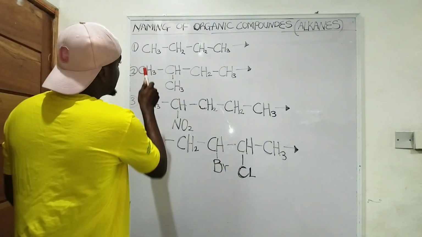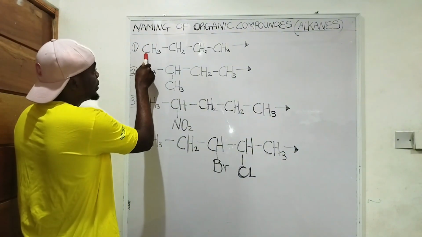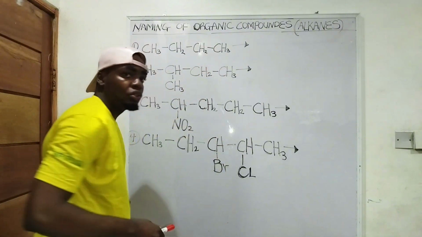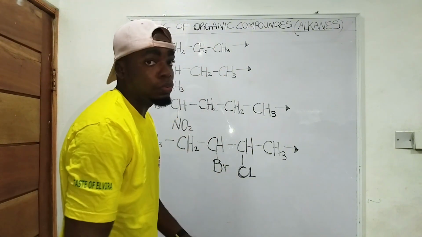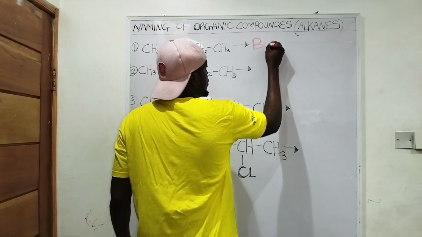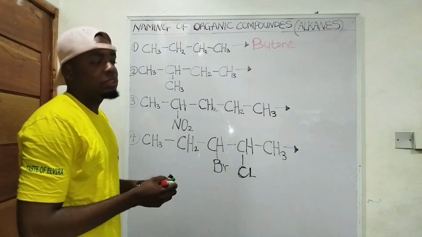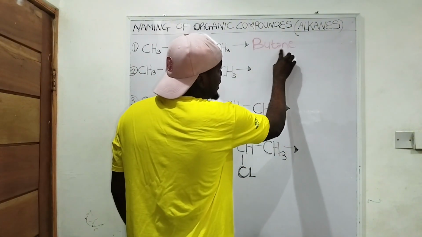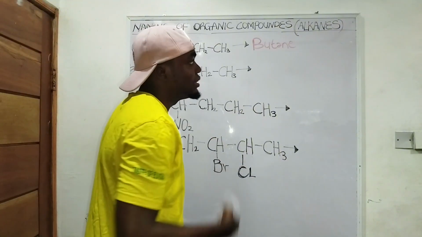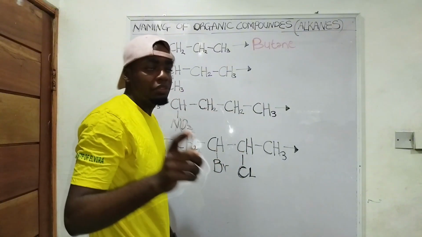Let's take for instance this number one. What's the longest carbon to carbon chain? It is 1, 2, 3, 4. So the longest carbon to carbon chain is equal to 4. So you name it as butane. Butane. Okay, so it ended with ANE because we are naming alkanes. In naming of alkanes, it must always end with ANE. Take note of that.